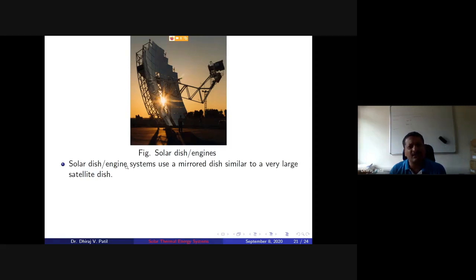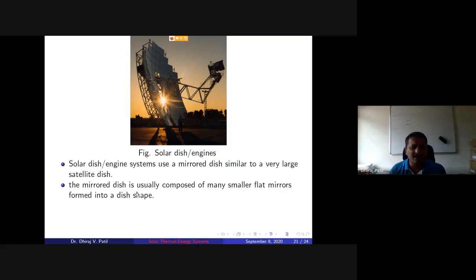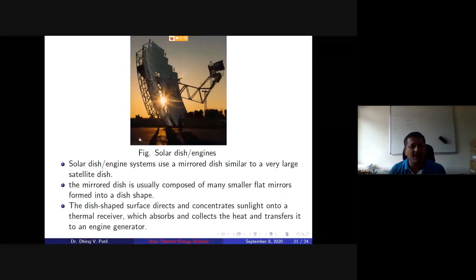Similar to that, there is what is known as solar dish engines. So basically, it is a paraboloid dish shape, where you get these mirrors, and these mirrors reflect it here. This mirror dish is really composed of many smaller flat mirrors formed into a dish shape. This dish-shaped surface directs and concentrates sunlight onto the thermal receiver here, which is going to absorb and collect the heat and transfer it to the engine generator.